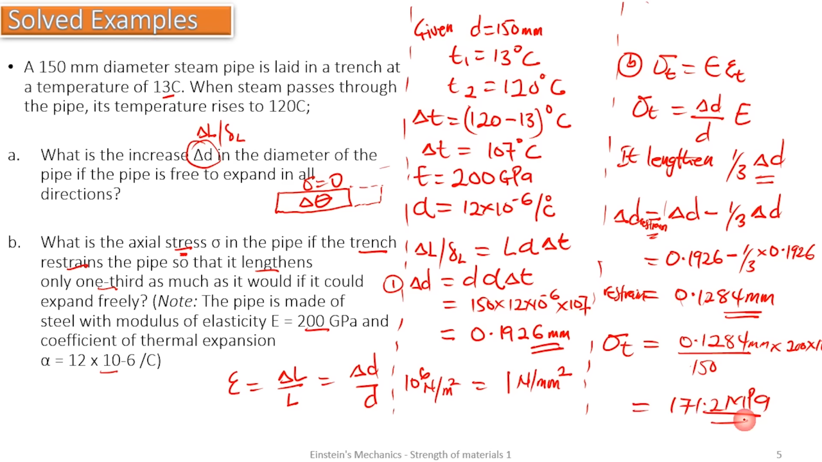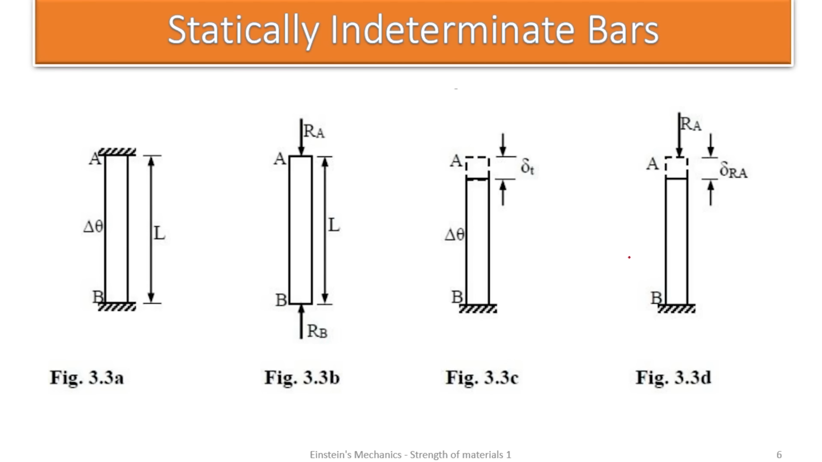Pascal. So this is the induced thermal stress as a result of the restrained diameter. So if the question had said it was not able to lengthen, then we could have taken the entire change in D, but 1/3 of it was able to lengthen, meaning it is out, leaving the rest behind. So those left behind are going to be used to calculate our thermal stress. It's quite simple.